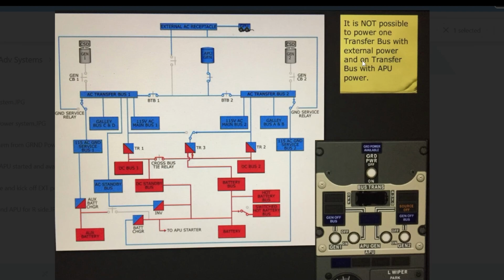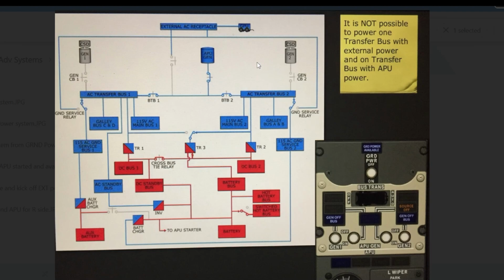He has a note here that tells you that it's not possible to power one transfer bus with external power and the other with the APU, but it's not necessarily the most clear why, especially even if you have this bus transfer switch to off instead of auto, you still can't power one with ground power and one with the APU. And the reason for that is you have to remember the difference between parallel and serial.